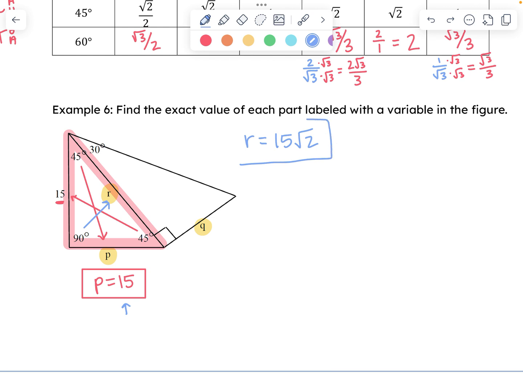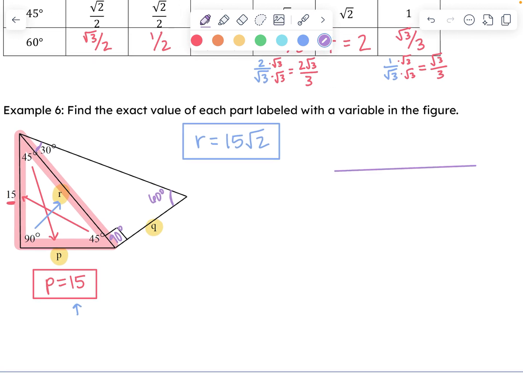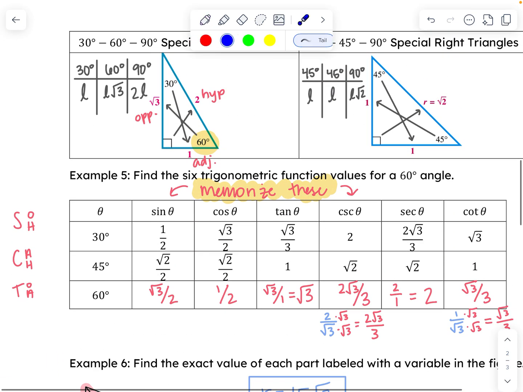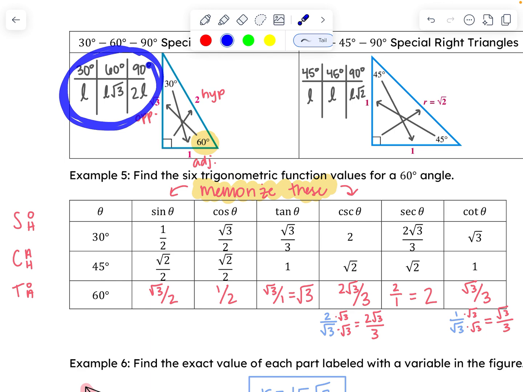Now, the next triangle is the one where it's going to be a little bit more work. We know that this angle up here in the top is 30 degrees. This little box means that this angle down here is 90 degrees, which then tells us that this one has to be 60 degrees. So I know that that's a 30, 60, 90. I'm going to go ahead, because it helps me visualize a little bit better, and make my little chart with my 30-degree angle, 60-degree angle, and 90-degree angle. So remember, across from 30 is L, across from my 60 is L square root of 3, and across from my 90 is 2L.